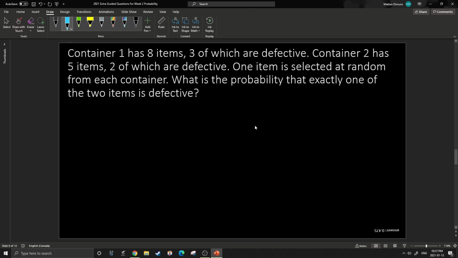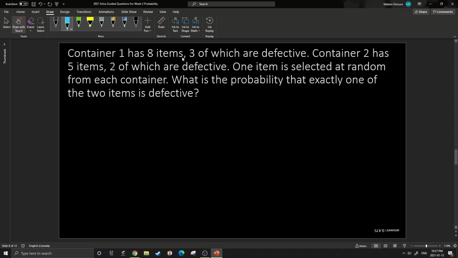Next. Oh, the container question. Yes. So, container 1 has 8 items. I don't know how you want to write this out. Let's see. 2 are defective. 1 item... Oh, and container 2... Oh, I read that wrong.